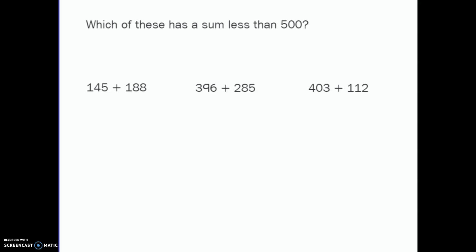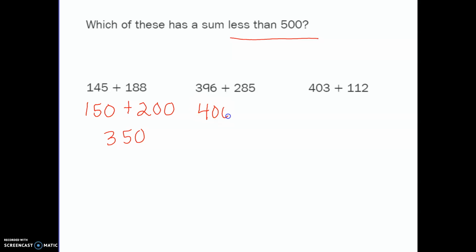Which of these has a sum less than 500? Well, I have 145, and I'm going to round that to 150. And I've got 188, and I'm just going to go ahead and round that to 200. Add those together, and I've got 350.